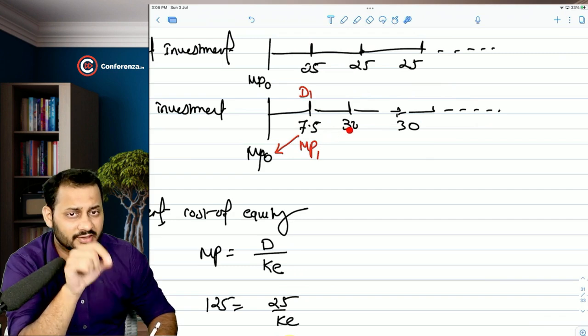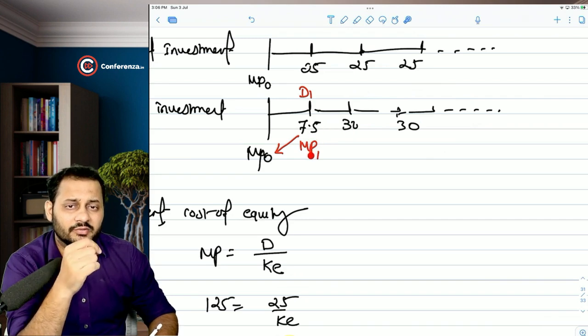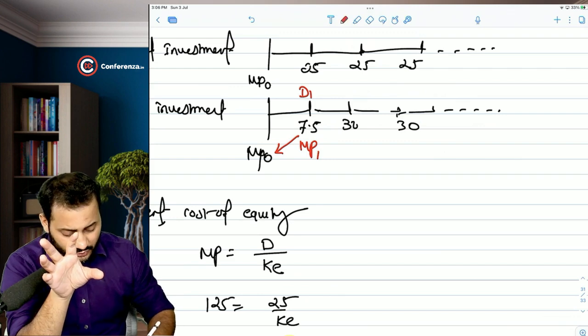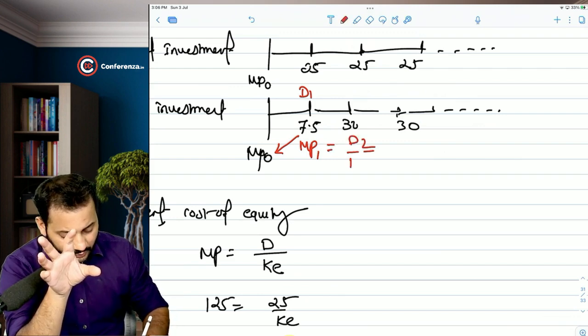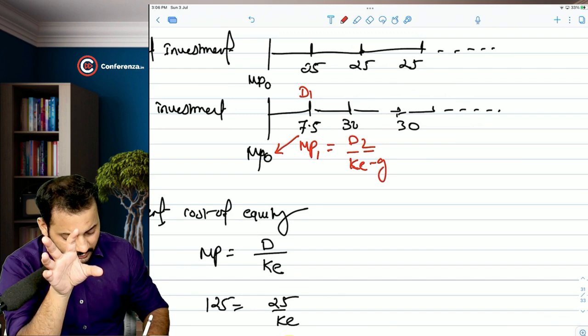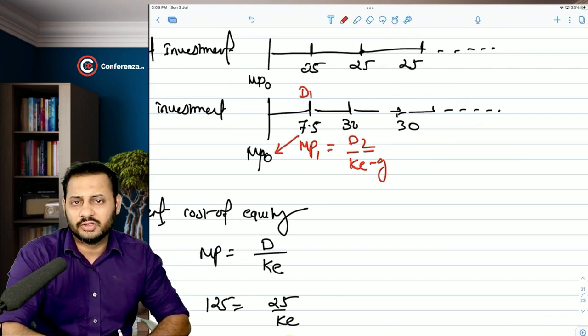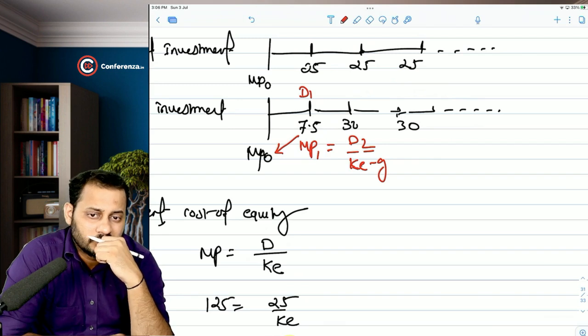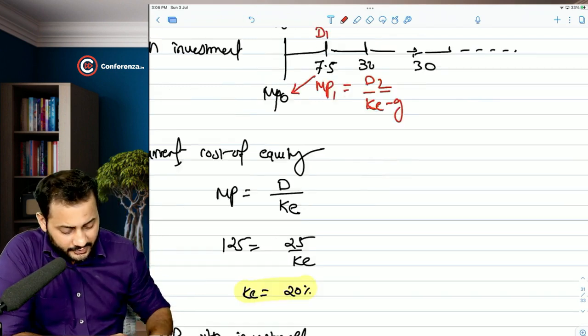So if you are taking this 30 rupees, meaning the dividend for second year, the market price will be calculated for the first year, and that is the logic of the perpetuity. So if you calculate MP1, you will need D2 divided by cost of equity minus growth. As such, there is no growth in this question. So you need to decide what we are going to do.